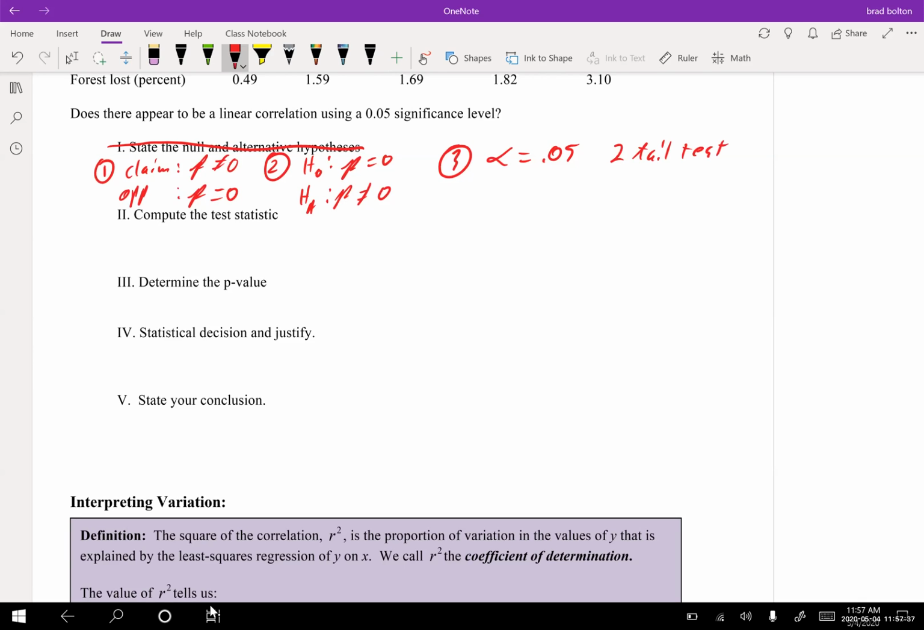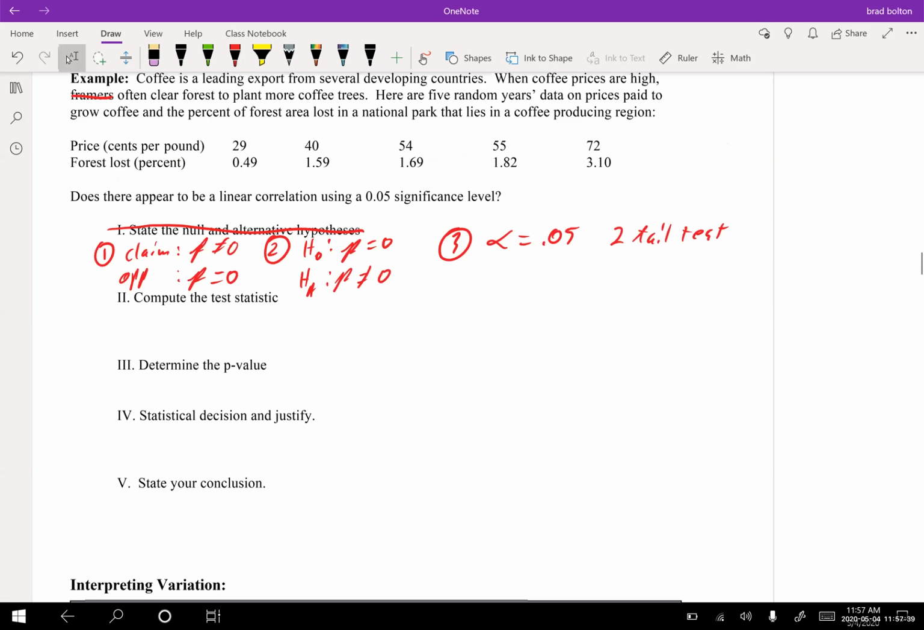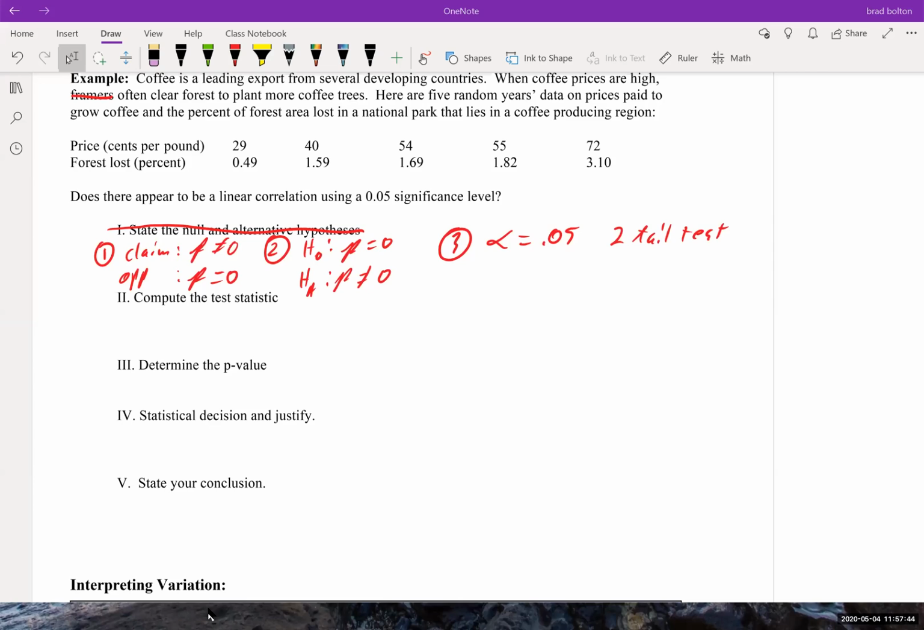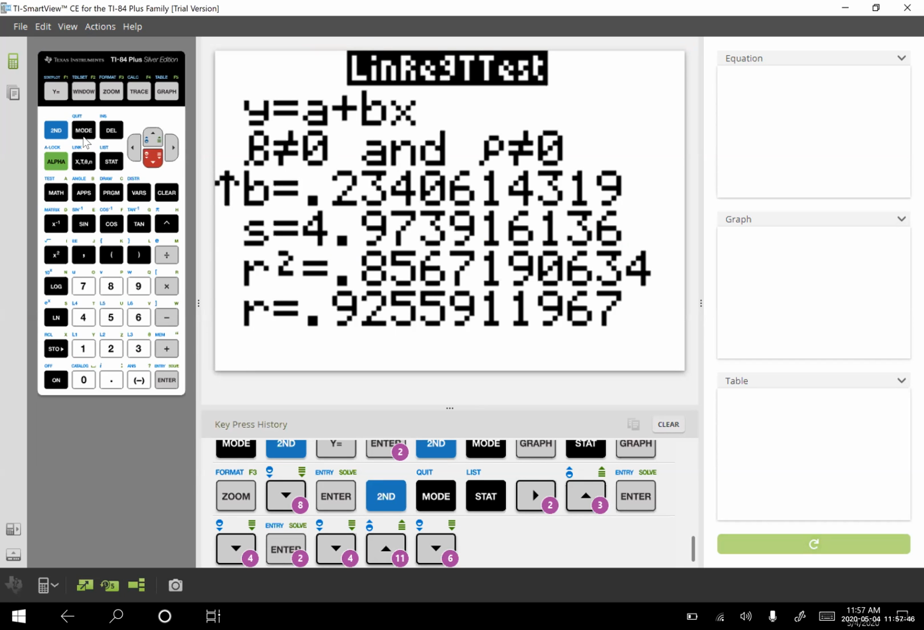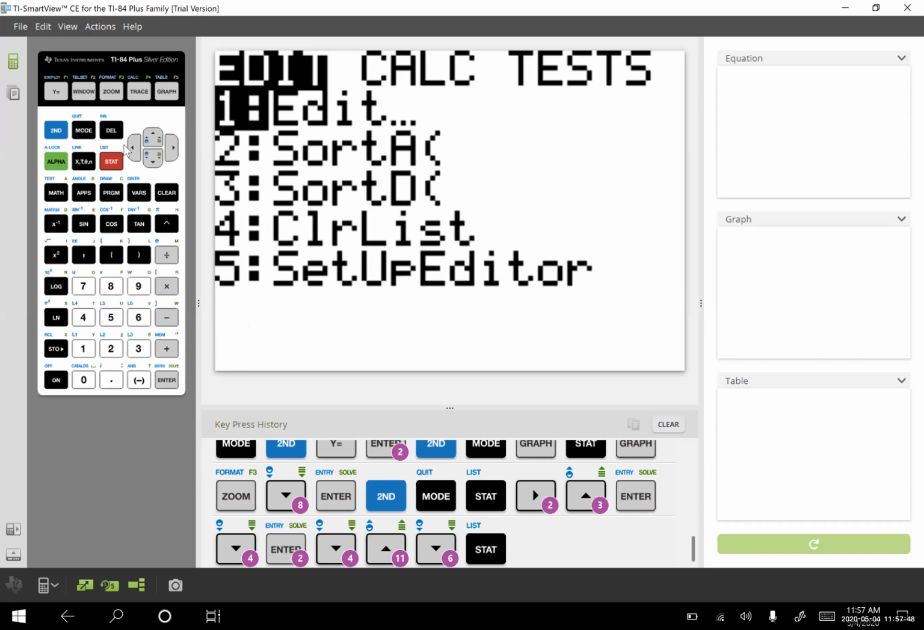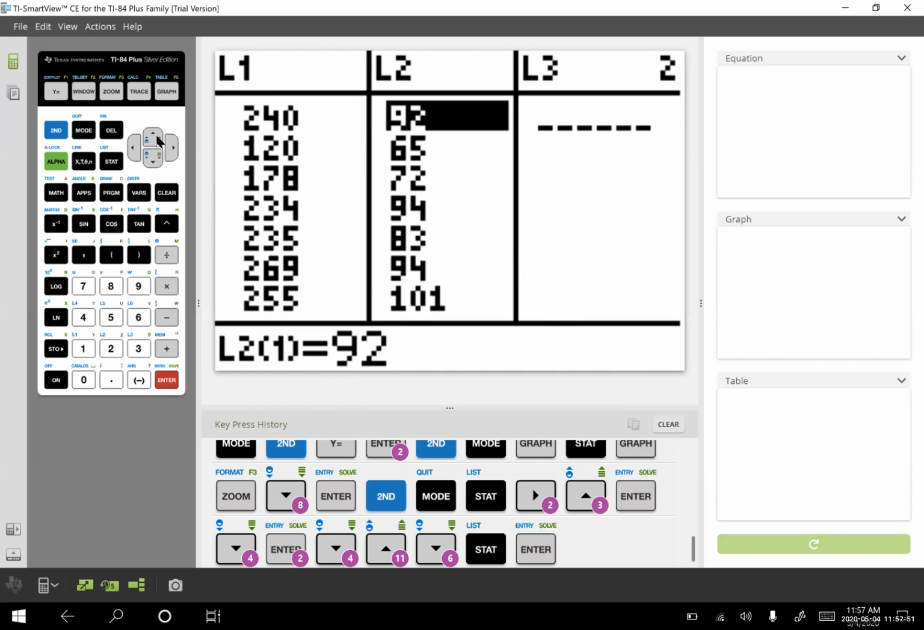Okay, so we're going to compute the test statistic. The first thing we have to do is go to our calculator. Okay, and let's enter this into our calculator. So let's go into stat, edit, and we have to change our lists.